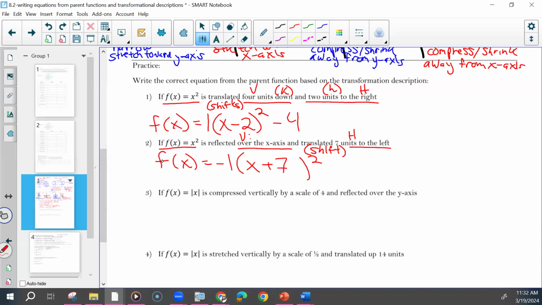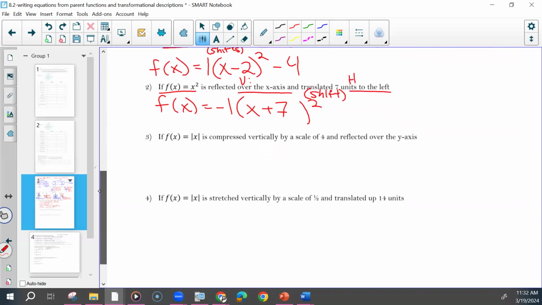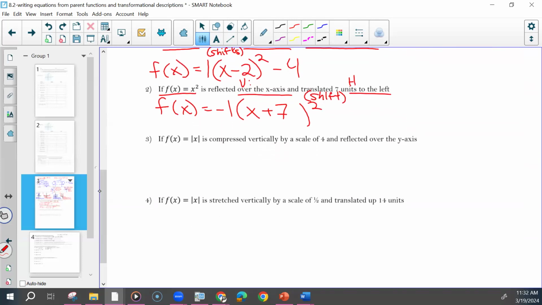Okay, number 3. This was wrong. It should say stretch. And the next one should say compress. So now we have if f of x equals the absolute value of x is stretched vertically by a scale of 4 and reflected over the y-axis.